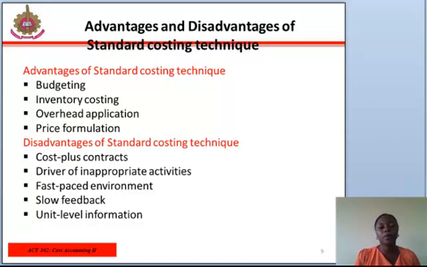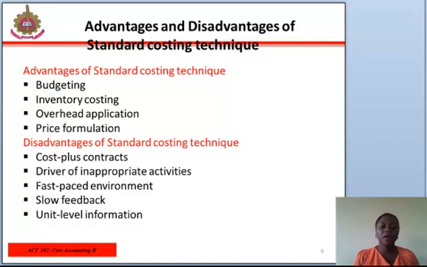Next is fast-paced environment. A standard costing system assumes that costs do not change much in the near term, so that you can rely on standards for a number of months or even a year before updating the cost. However, in an environment where product lives are short or continuous improvement is driving down costs, a standard cost may become out of date within a month or two.